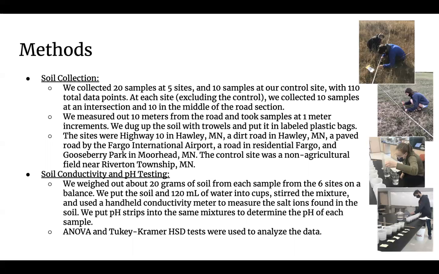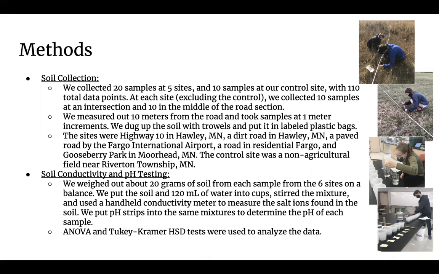So the first part of our methods was the soil collection. We first collected 20 samples at 5 different sites and 10 samples at our control site. We had 110 total data points, and at each site, excluding the control, we collected 10 samples at an intersection and 10 in the middle of the road section. Using a tape measure, we measured out 10 meters from the road and took samples at 1 meter increments. We dug up the soil with trowels and put soil in labeled plastic bags.